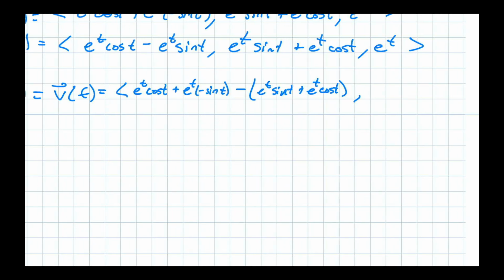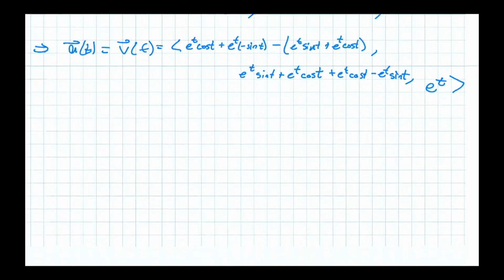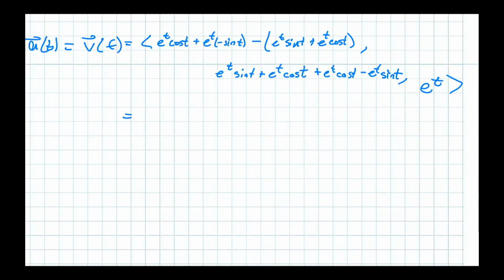So your second component is going to be e to the t sine t plus e to the t cos t. That's the derivative of this plus the derivative of e to the t cos t, which is e to the t cos t minus e to the t sine t. Okay, third component, the derivative of e to the t, which is just e to the t. So it's a little bit tedious because of the product rules, right? But let's see if we can clean this up.